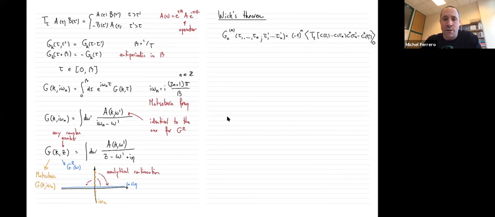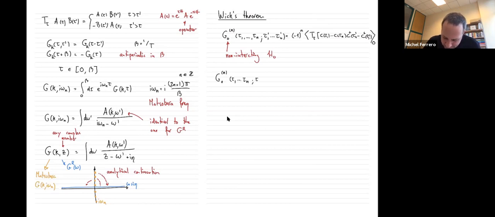There is, however, one special case where this can be done quite easily, and this is for non-interacting systems. So I've put a little 0 here to indicate that I'm now looking at a non-interacting Hamiltonian H0, if you want. So something which is purely quadratic, and that doesn't have correlation effects. In that special case, that correlator that we just wrote can be computed using just products and sums of single particle Green's functions.